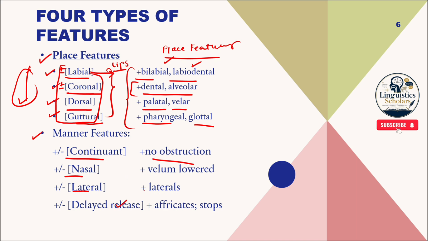Delayed release refers to a stop or a plosive, which is also a part of affrication production. So plus delayed release refers to the production of stops and affricates, whereas minus delayed release refers to the other manners of production.